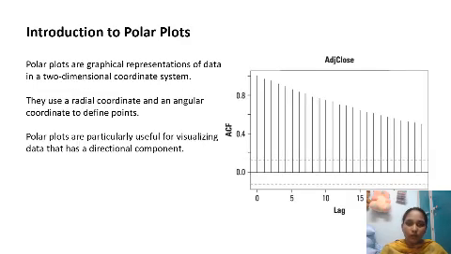Today I am explaining about the polar plots. First of all, introduction to polar plots. Polar plots are graphical representation of data in a two-dimensional coordinate system. They use a radial coordinate and an angular coordinate to define points. Polar plots are particularly useful for visualizing data that has directional components.